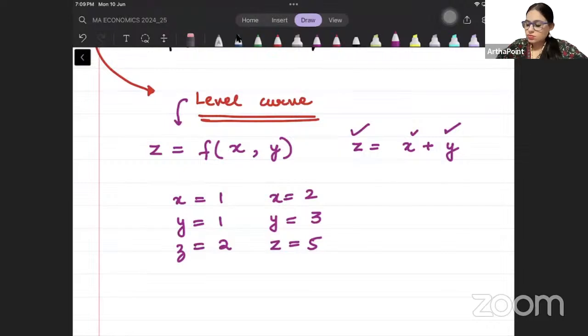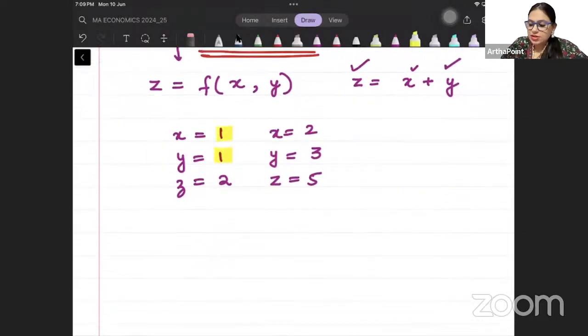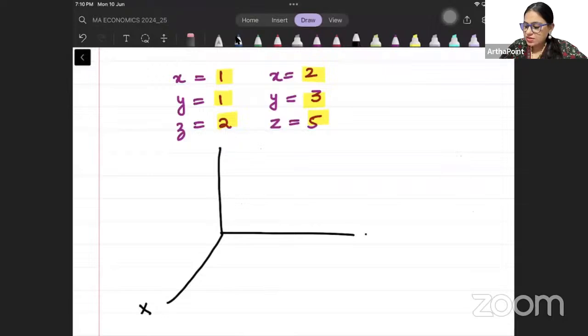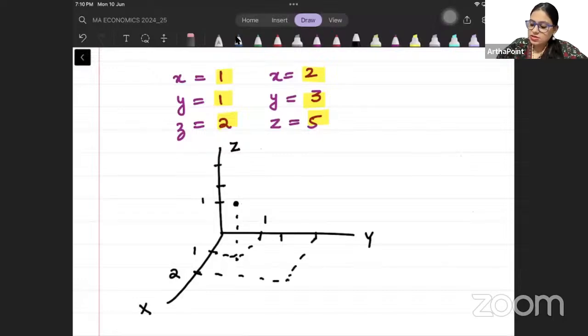Okay. So different combinations I am giving of X and Y and I am getting different values of Z. Now, this is a 3D diagram that I am getting. Just notice that if I take X here, Y here, Z here, let's say I take X to be 1 and Y to be 1. So when X is 1, Y is 1, I get Z to be 2. Let's say I take X to be 2 and Y to be 3. So when X is 2, Y is 3, Z will be somewhere here. It will be 5. So what I am getting is a 3D kind of plot.